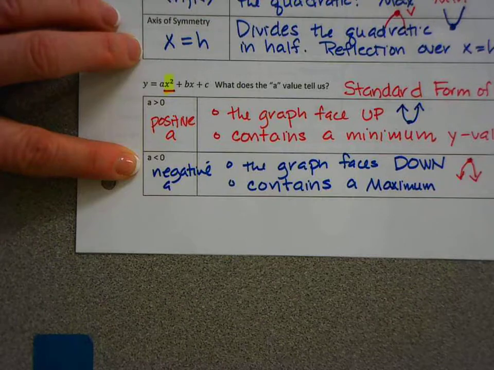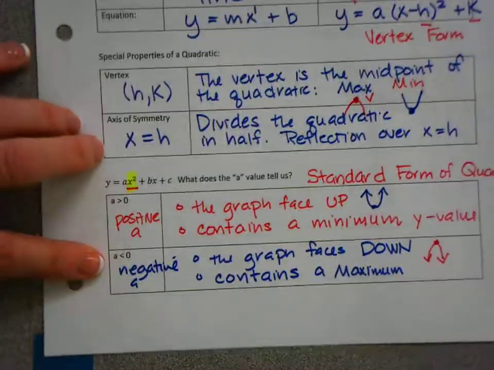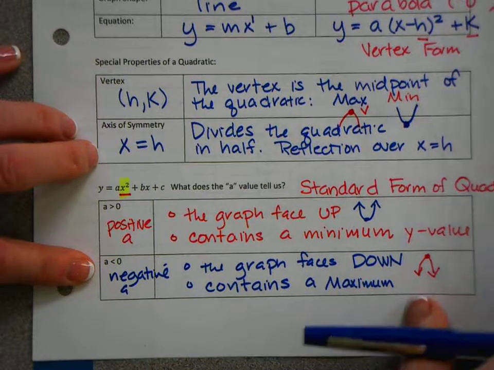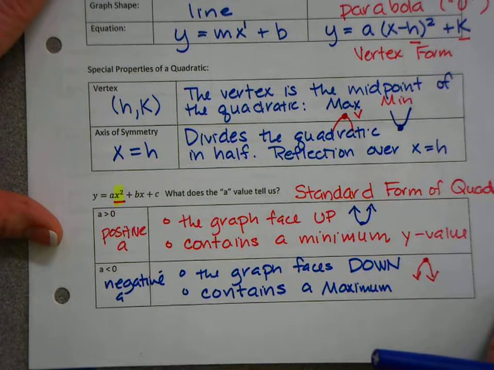Okay? So these are the basic characteristics of a quadratic. So if you need to, you can ask Mr. Raymond to show you these again. All right, we're going to flip the page.